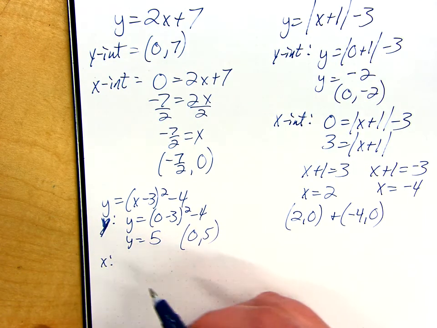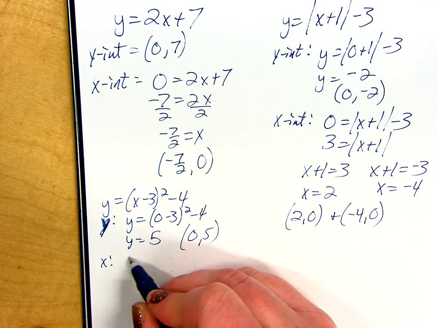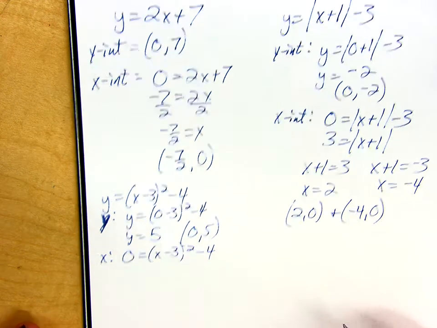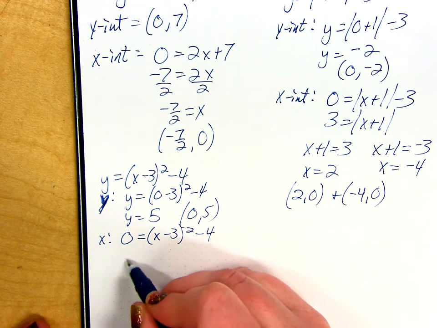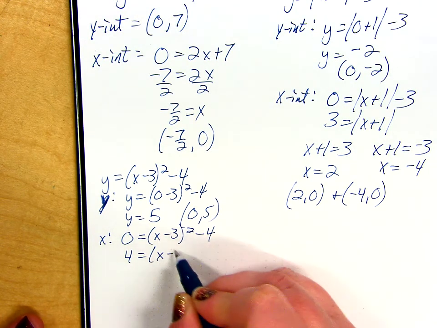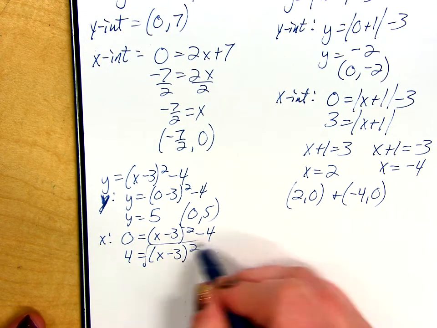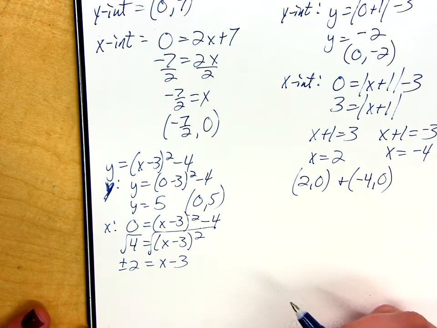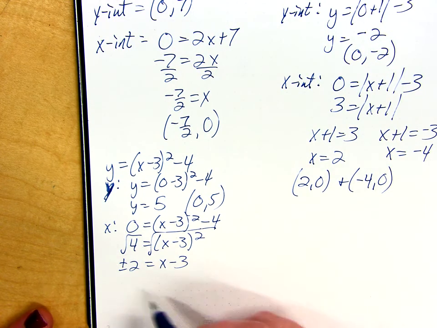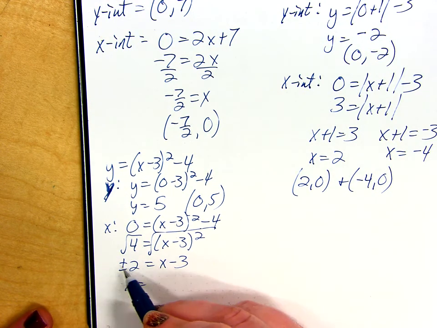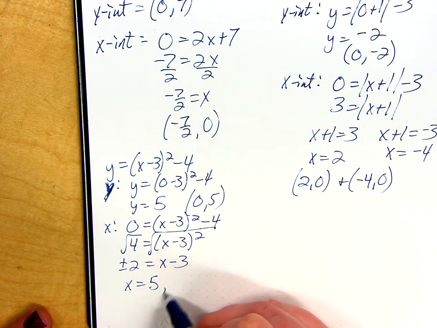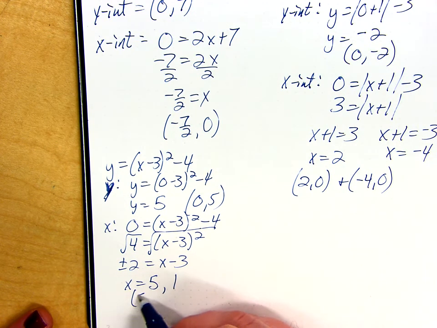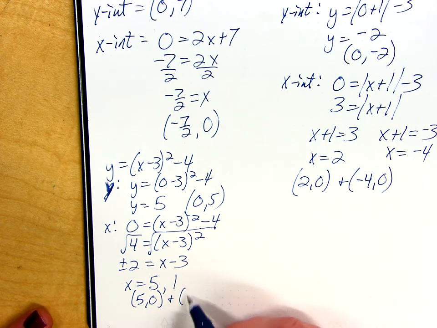And then for my x-intercepts, plug in 0 for y. Let's add the 4 to the other side, then maybe I could take a square root. Square root both sides. Don't forget plus and minus. Now I just add 3 to the other side, so that's going to get me 3 plus 2 is 5, and 3 minus 2 is 1. So my two x-intercepts this time are 5, 0, and 1, 0.